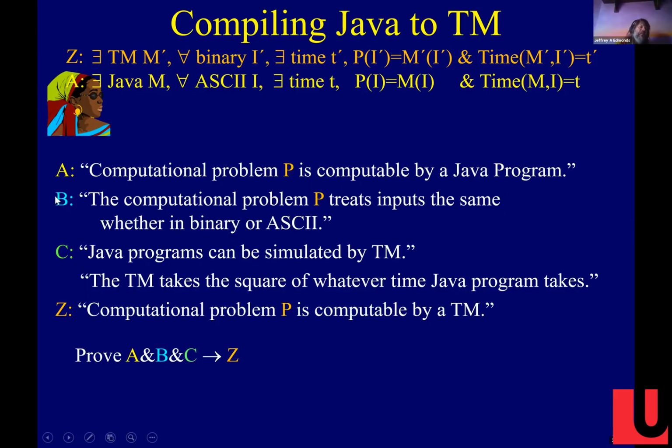So what do we have left to do? We have to formally state B as a first order logic statement. We're going to state C as a first order logic statement. And then we're going to use the oracle. The oracle is going to believe that A is true and B is true and C is true. And if we have an oracle that gives us A, B, and C, then we're going to play the game to prove Z.